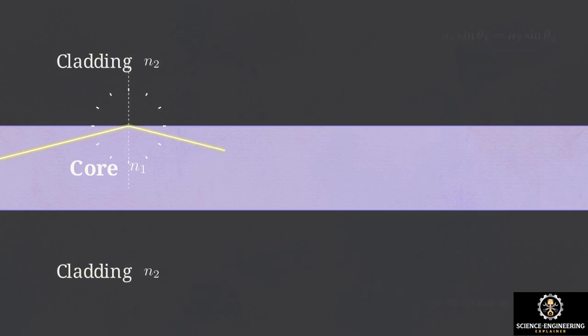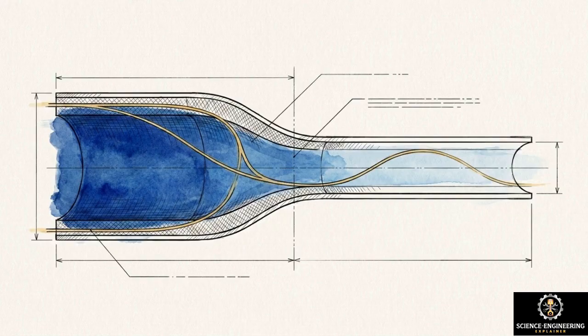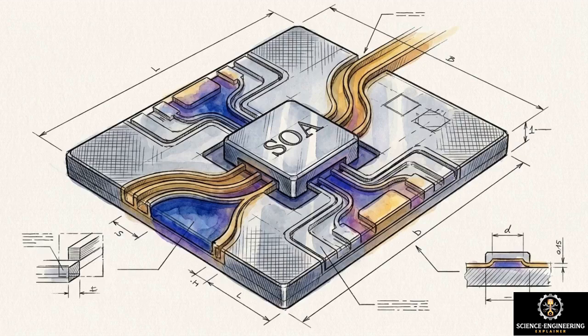This waveguide relies on total internal reflection. By using a core with a higher refractive index than the surrounding cladding, the light is trapped and guided along the path with minimal leakage. Even with high-quality materials, the signal eventually attenuates, losing strength as it travels. To counter this, the chip utilizes a semiconductor optical amplifier, or SOA.